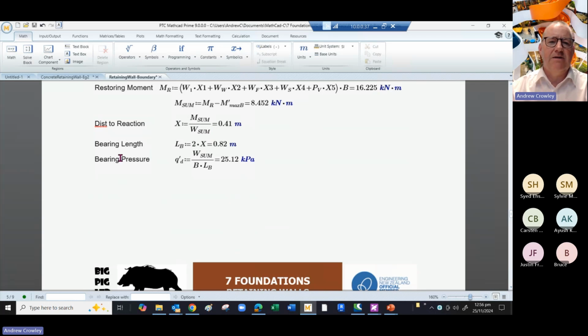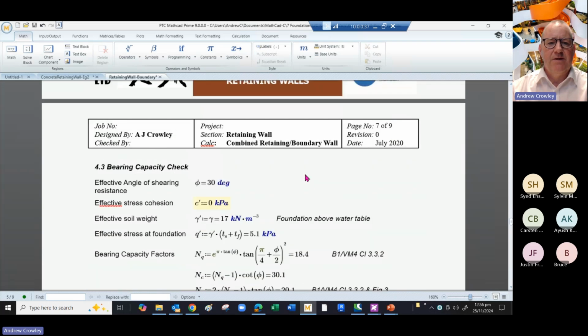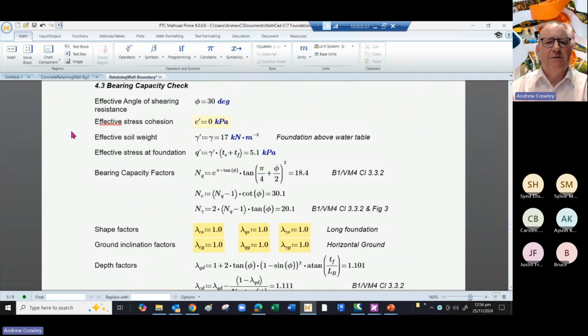So our bearing length is 0.82. That gives us a bearing pressure of 25.12 kPa. So let's check the bearing capacity. And again, we're looking at soil parameters that we've seen before. We look at the effective stress at the foundation. That's a 5.1 because of the depth.